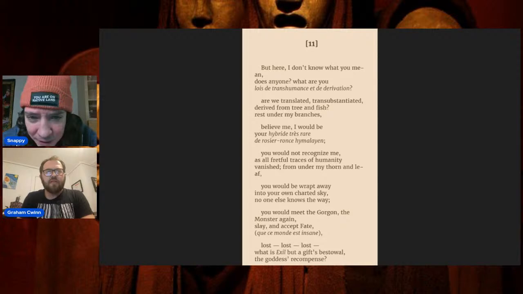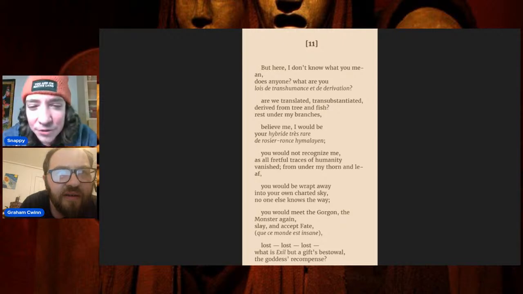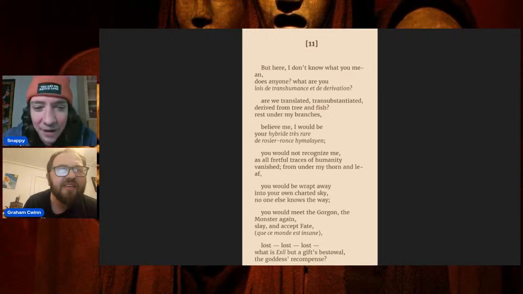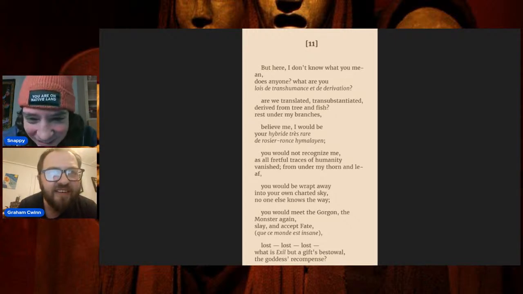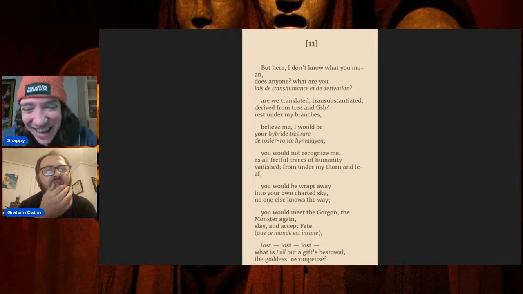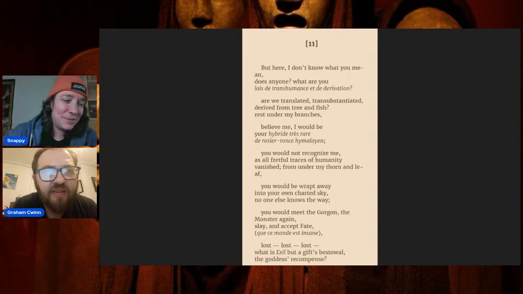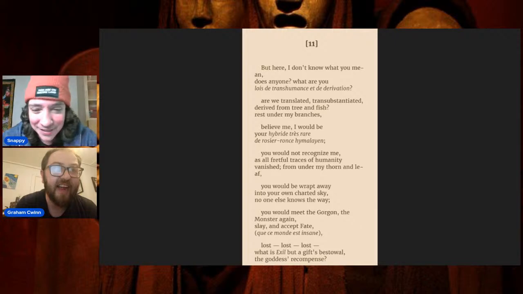Believe me, I would be your hybrid très rare de rosière romance Himalayan. I will be your ultra rare Himalayan rosebush. Or your hybrid rare rosebush, Himalayan rosebush. You would not recognize me, as all fretful traces of humanity vanished from under my thorn and leaf. You know, that's a theme too, turning people into plants, right? Hyacinthus, anyone?